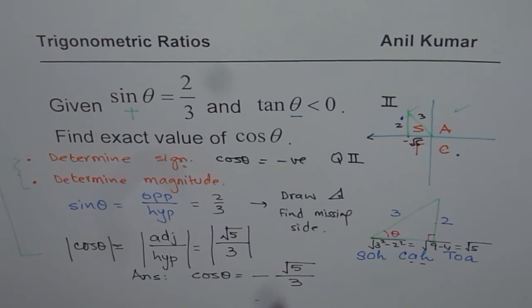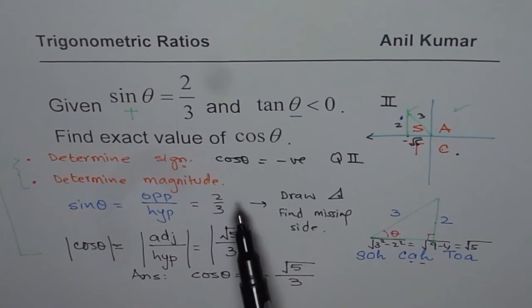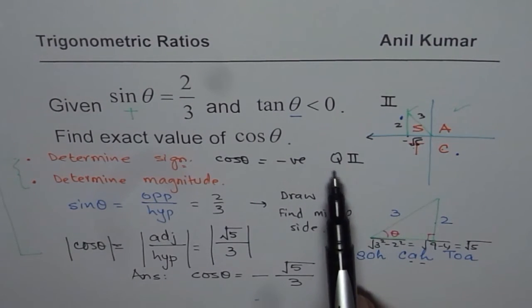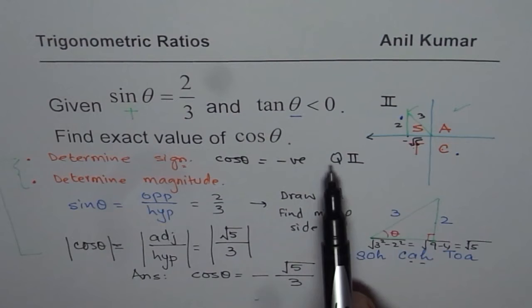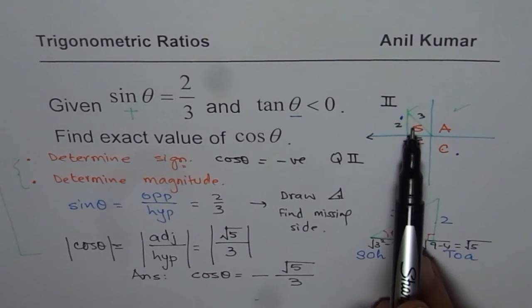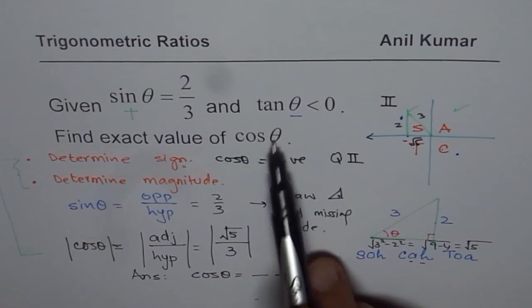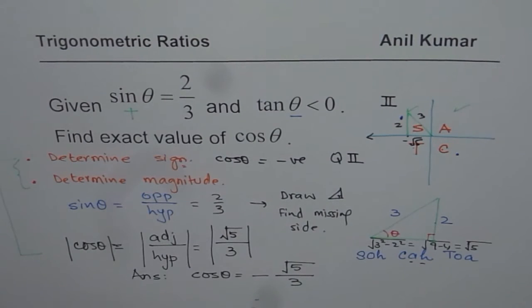But still, I'll suggest make a triangle like I've done. Combine the two. Your knowledge about the CAST rule, that is, we are in quadrant 2, so cosine has to be negative, and then find the magnitude. Write down your answer by combining both the things.